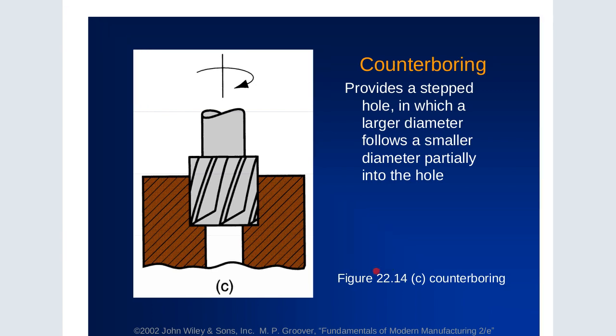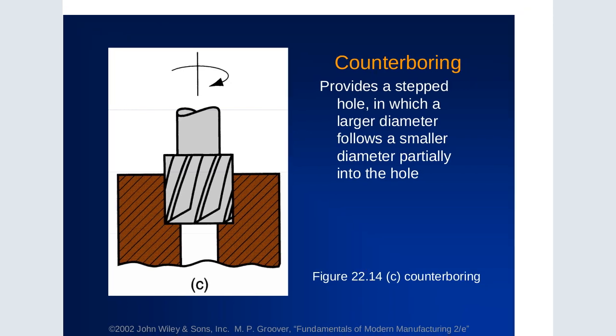And then the counterboring, that is, it's happening from up and down. That provides a stepped hole in which a large diameter follows a smaller diameter partially into the hole. So a large diameter follows a smaller diameter. So that is counterboring.